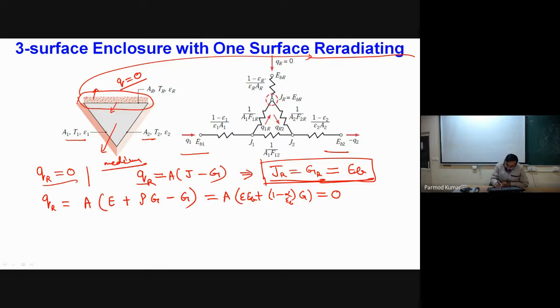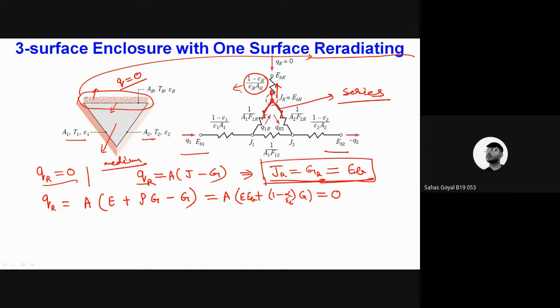So in the case of a re-radiating surface, there is no meaning of the surface resistance, and we will not be having any heat transfer in this particular direction. If in any cavity we are having a re-radiating surface, this particular node will not be having any current flow in this direction. So these two resistances can be considered as series resistances. Is this point clear? Yes, sir.